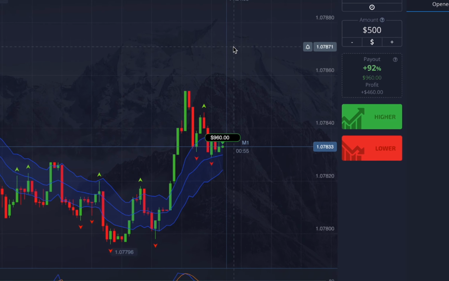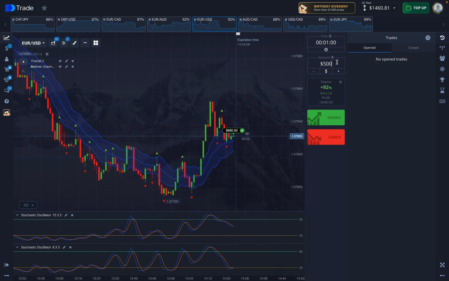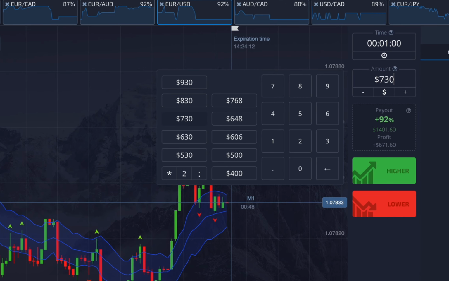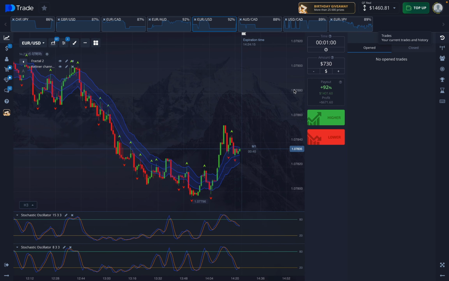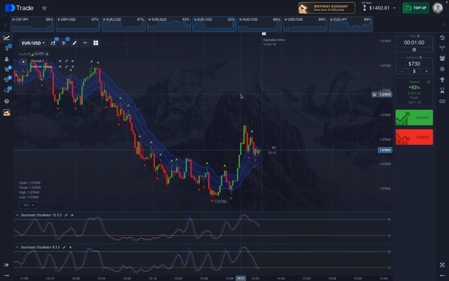The first trade closed without any issues, nothing complicated here. I will change the trade amount and set it to $730 0-cents, which is half of my current balance. Let's continue the trading and pick the next currency pair.